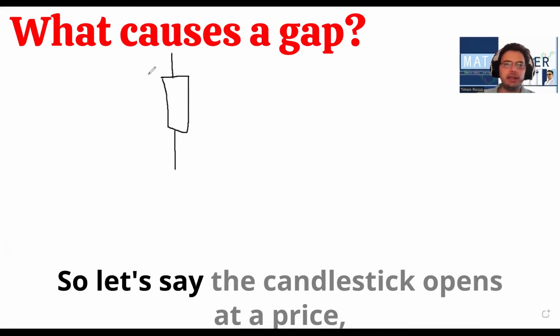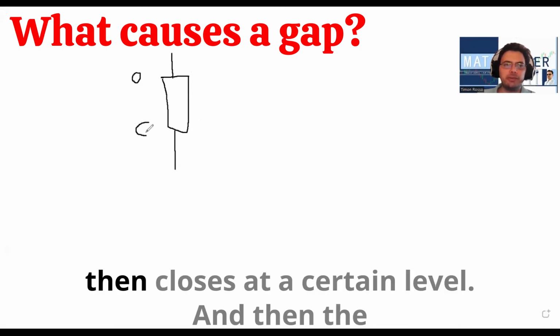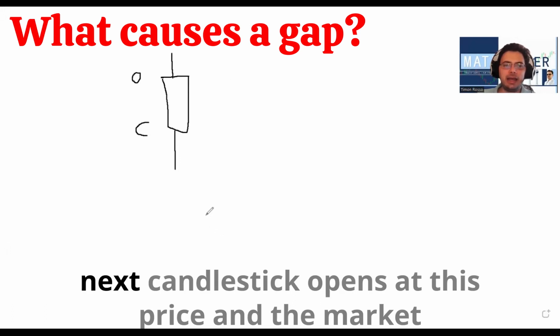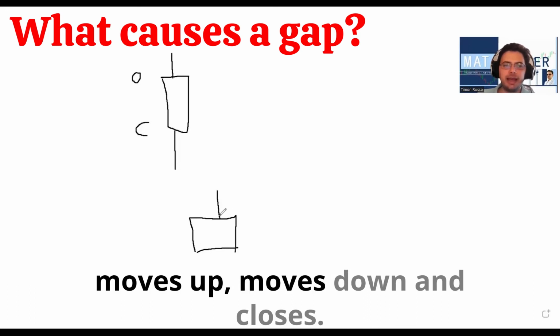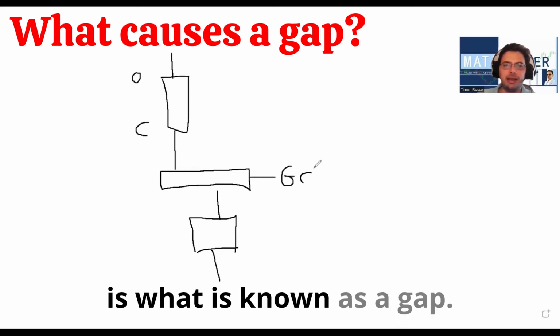So let's say the candlestick opens at a price, the market moves up, the market moves down, and then closes at a certain level. And then the next candlestick opens at this price, and the market moves up, moves down, and closes. The part where there was no trading activity is what is known as a gap.